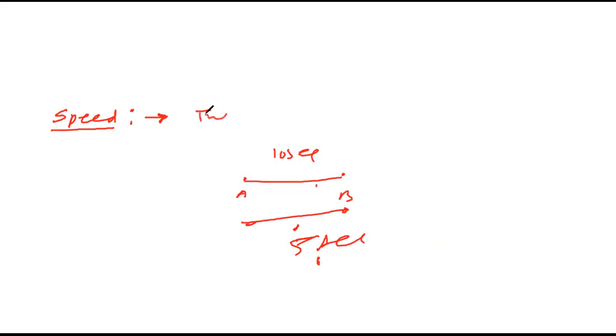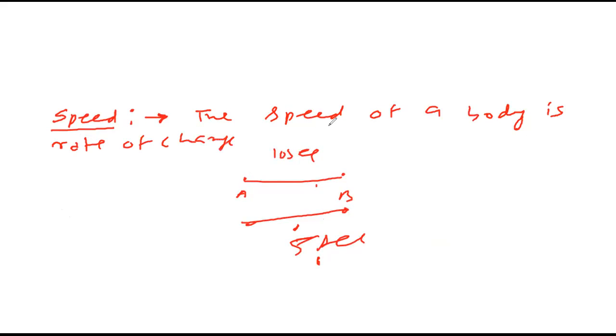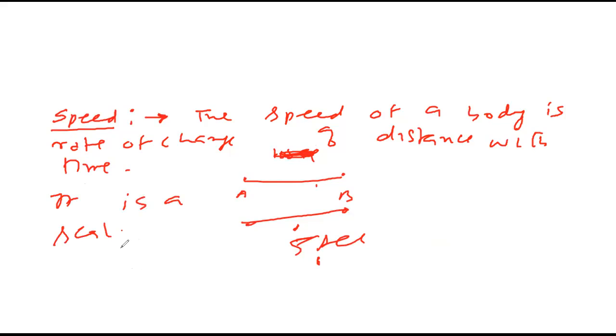So I can say the speed of a body, whenever you are dividing with respect to time, is called a rate. The speed of a body is the rate of change of distance with time. It is a scalar quantity.